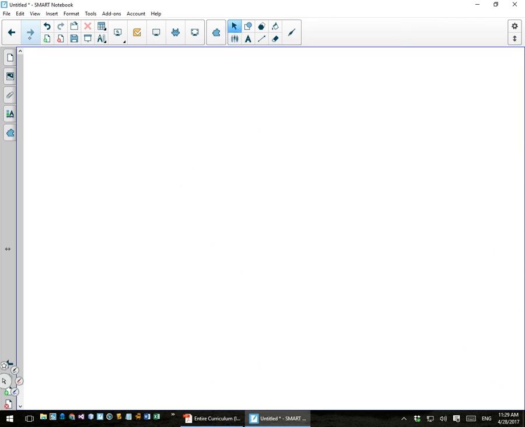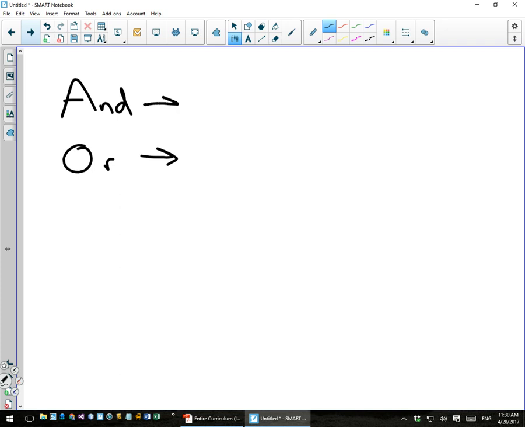Now, we're going to take those two concepts again, AND and OR, which is like this. And now we're going to draw a symbol to represent them.